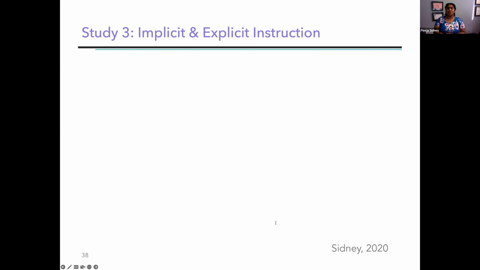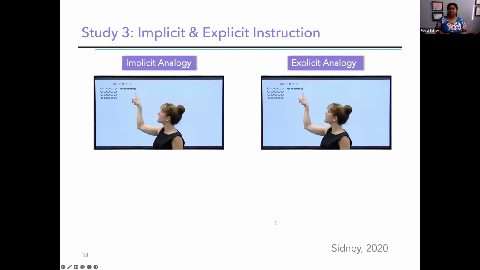So in this study, we had 3 experimental conditions. We had a no analogy condition, an implicit analogy condition, and an explicit analogy condition. I'm going to show you the implicit and explicit conditions first. So in both conditions, children were first reminded about whole number division using 2 problems.